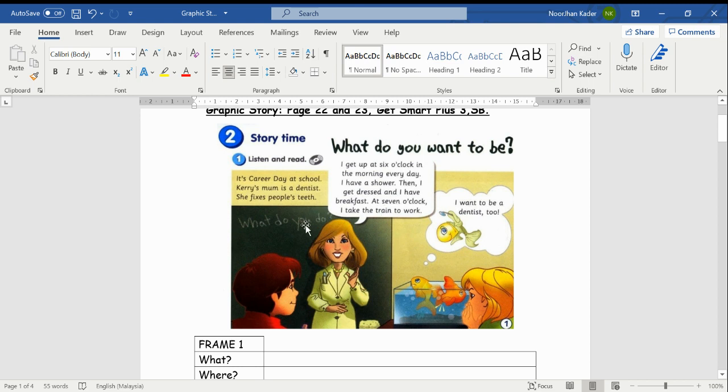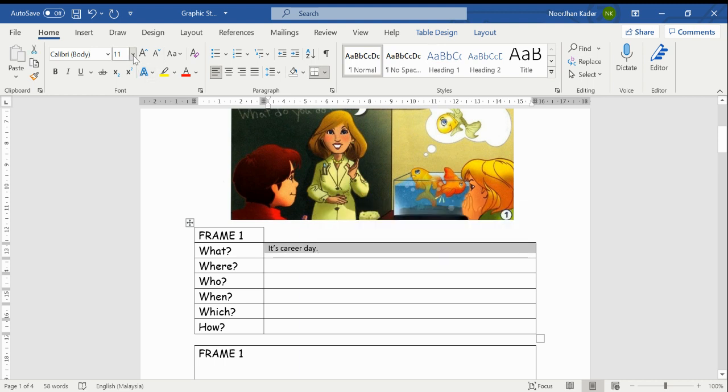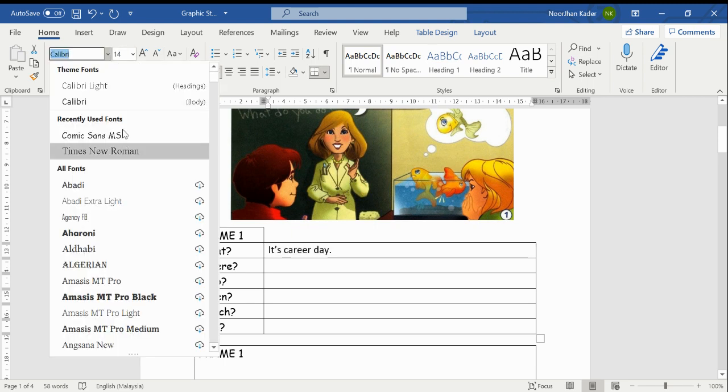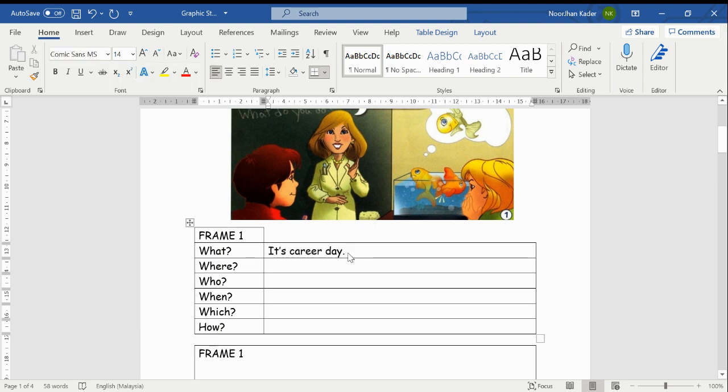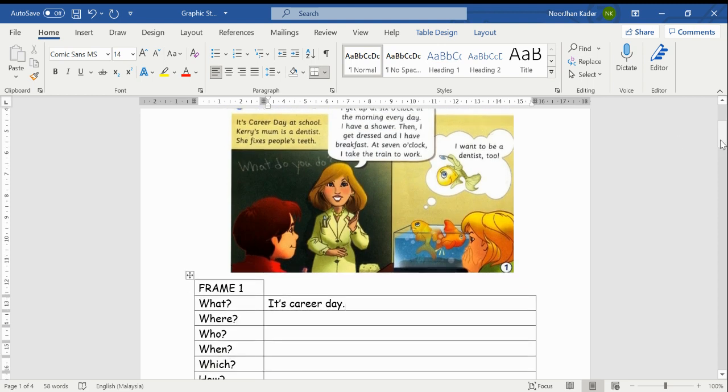In the first frame, what we can see is written here: it's career day at school. Carrie's mom is a dentist. She fixes people's teeth. So what is actually happening in this story? It's career day. That is what is happening in this first frame. So that answers the first question, what is happening in the first frame.